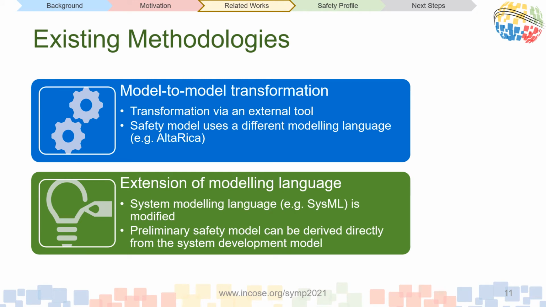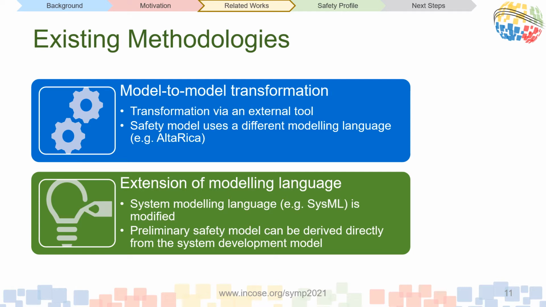Now, if you look at the literature on this topic of integrating safety analysis into MBSE, the work performed can be largely grouped into two main methods. The first method is model-to-model transformation, and this is where the system model is transformed into a safety model via an external tool. However, it is important to realize that the safety model is not the same as a system model, since it is defined using a special modeling language designed for safety analysis, such as Altarica.